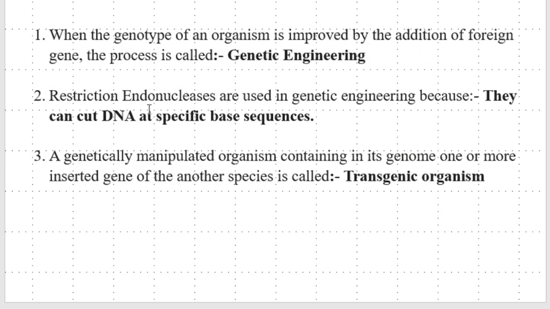Next question, let us see. When the genotype of an organism is improved by the addition of a foreign gene, what is that? We know that the phenotype is what we see, what is appearing. And the genotype is what? The genotype is what makes the phenotype appear. So it is the setting of the genes. So when the genotype of an organism is improved, improved means manipulated.